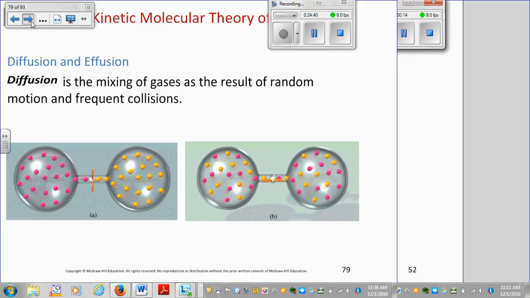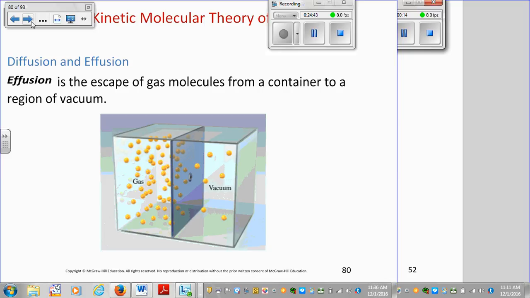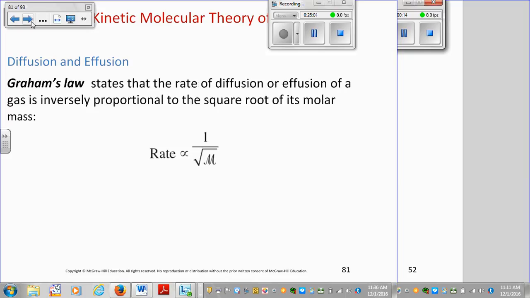Effusion is the escape of gas molecules from a container to a region of vacuum. So good old Graham's law states that the rate of diffusion or effusion of a gas is inversely proportional to the square root of its molar mass. Huh?